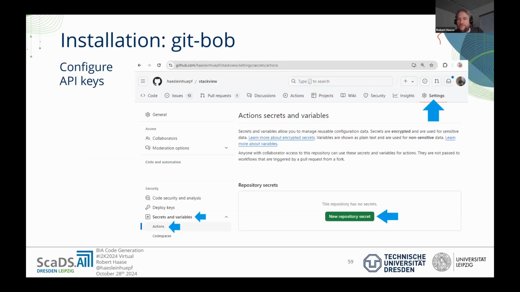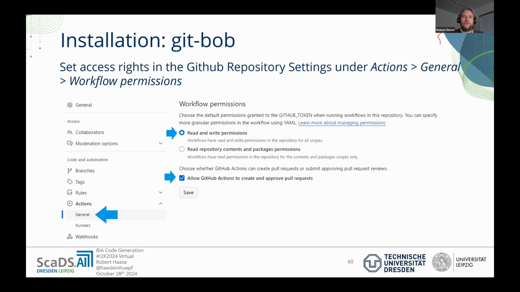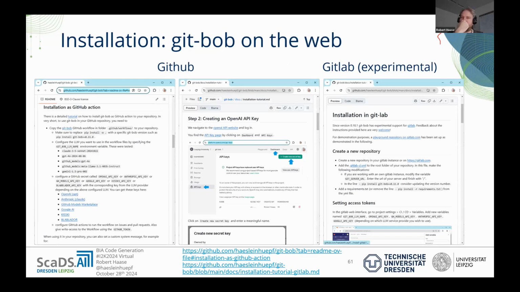Furthermore, you also have to add the API keys here. These are called repository secrets. So you can enter the OpenAI key and then the actual value below. And you also have to set the so-called workflow permission so that it's actually executed within GitHub, so that it will then actually respond to your task. So this is the installation instructions for GitBob. Also here, it's described on the web in great detail with some examples and so on. So you can also read that in more detail.